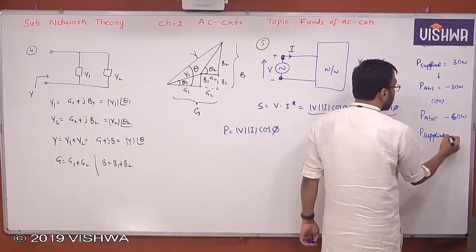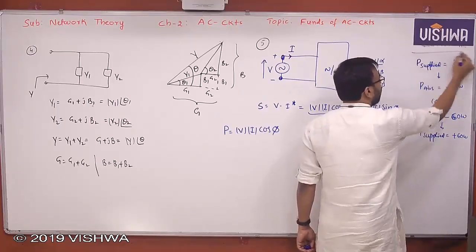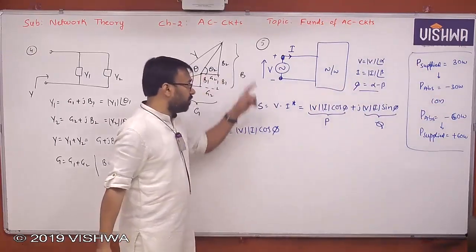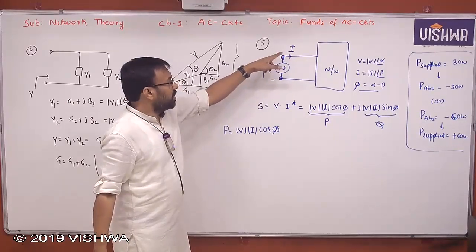P supplied can be written as what? Plus 60 watt. Yes or no? Okay, so this we already know very well. Now based on this concept, let me find the power of this source. Let me find the power of this source.